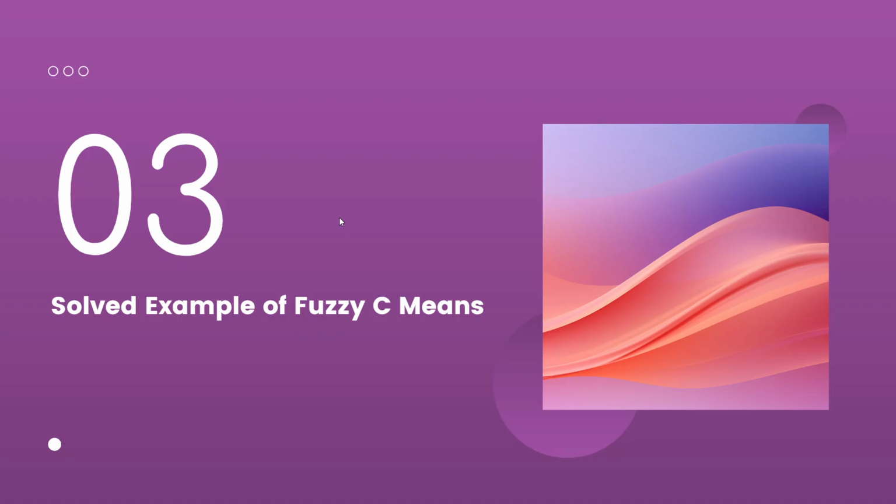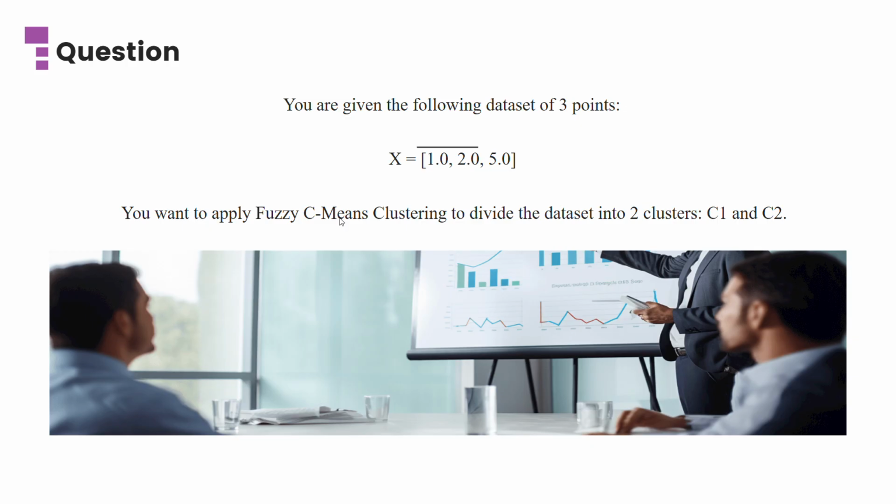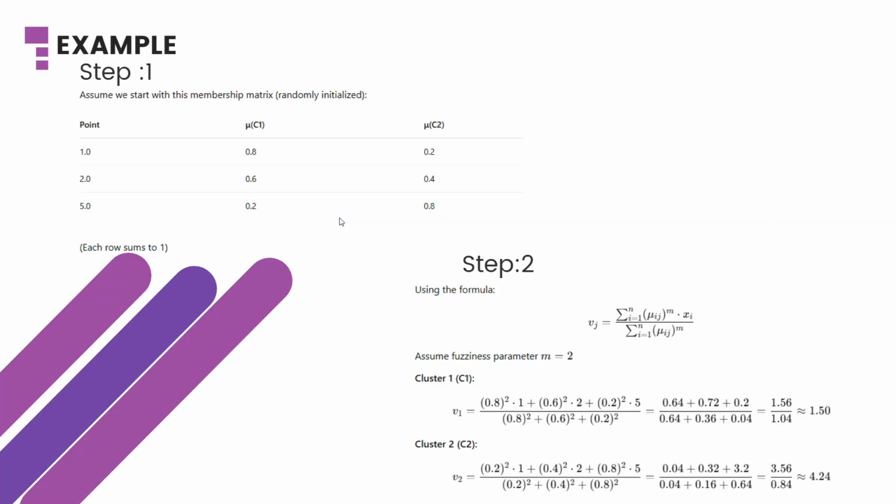Okay, solved examples of fuzzy c-means clustering. Here is the example. The question is: you are given the following dataset of 3 points, which are 1.0, 2.0, 5.0. You want to apply fuzzy c-means clustering to divide the dataset into two clusters. Here they are asking for two clusters, C1 and C2.